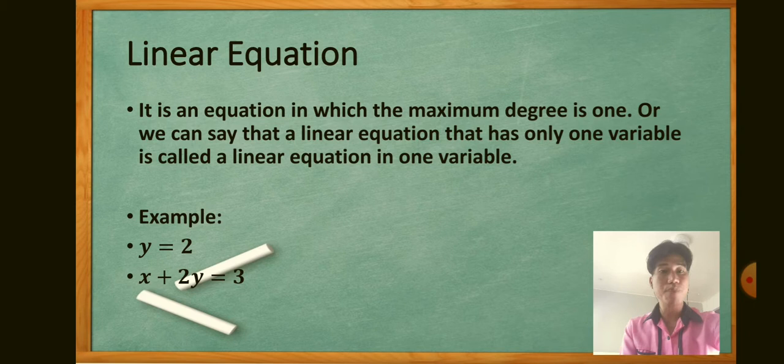For example, y = 2. There's only one variable in the equation, so it is called a linear equation in one variable. Another example, x + 2y = 3. There are two variables, but it is also a linear equation because the maximum degree of the variables is only 1. That's why it is a linear equation.